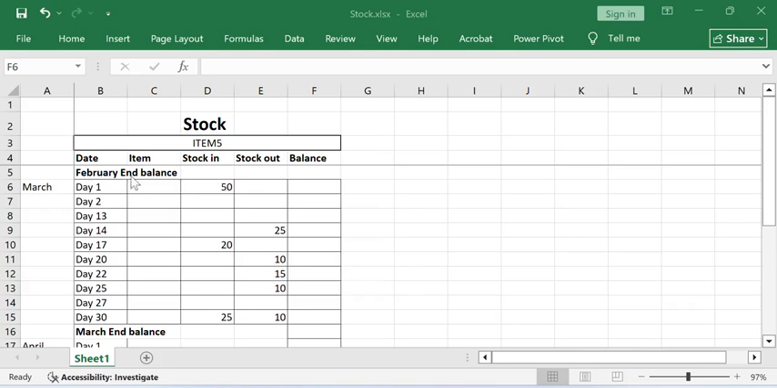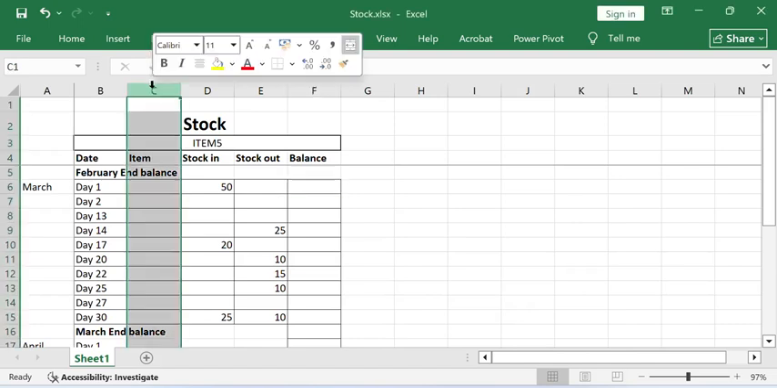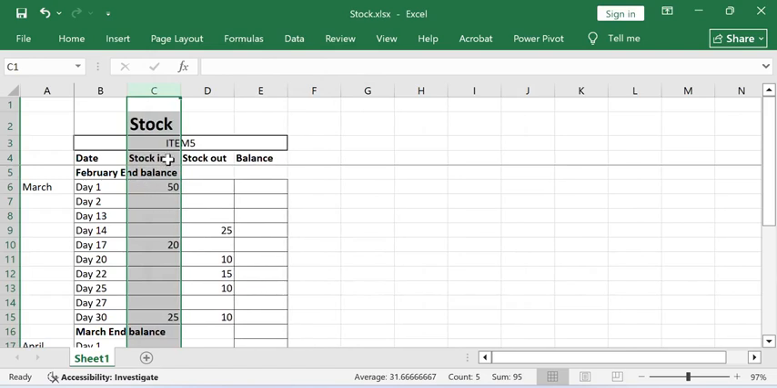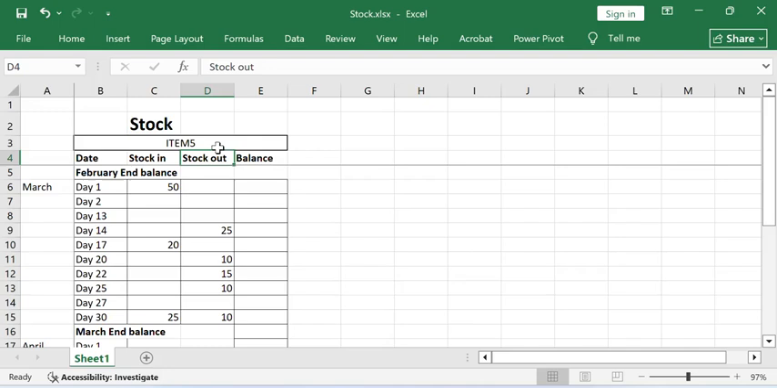Let's remove this column, it's not necessary here. And see the column for stock in, the column for stock out, and the balance after stock out. So how do we keep our stock on the first day of March?